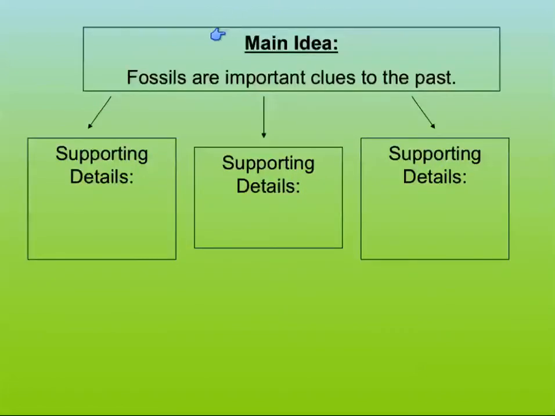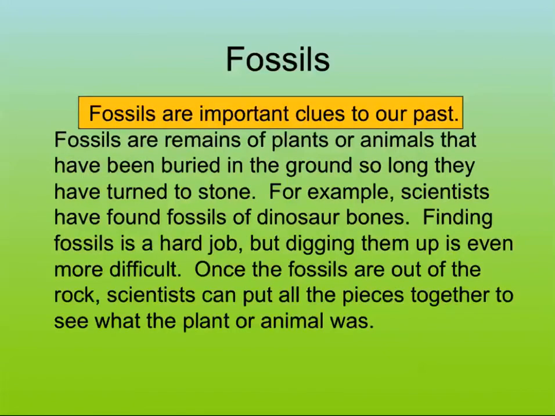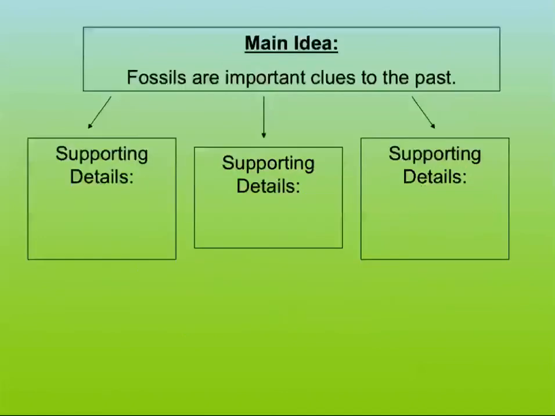So we have our main idea. What was the supporting detail that gave a reason or a supporting fact for why fossils are important clues to the past? Let's go back and look. Go ahead and look and see if you can find one. If you found fossils are remains of plants or animals that have been buried in the ground and turned to stone, you found a supporting detail. And that could go here in this box.